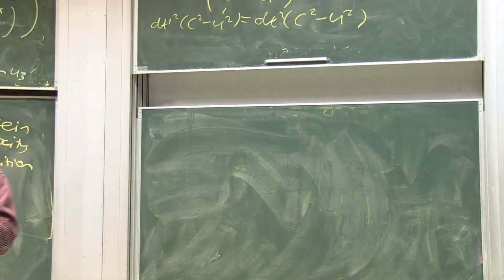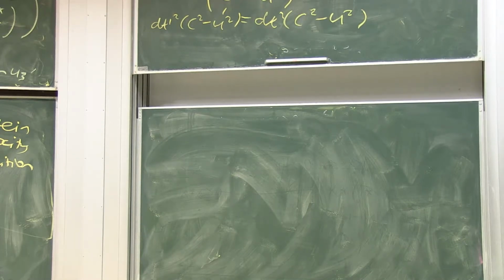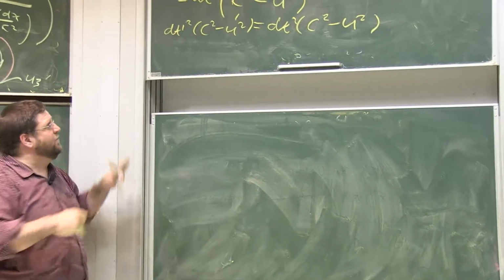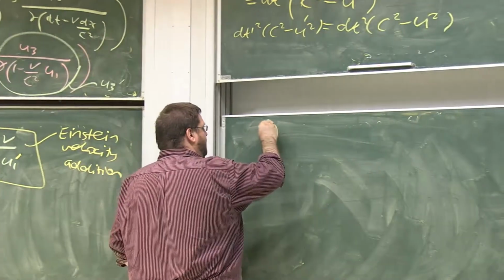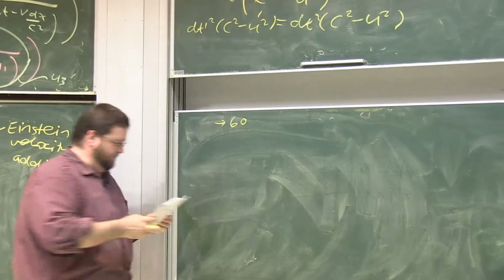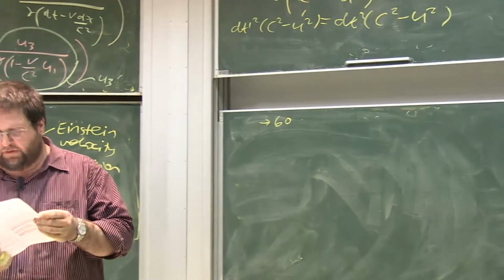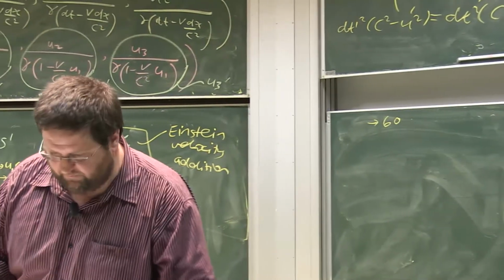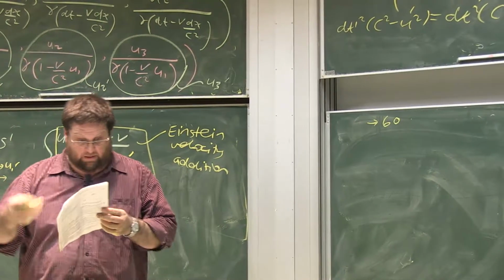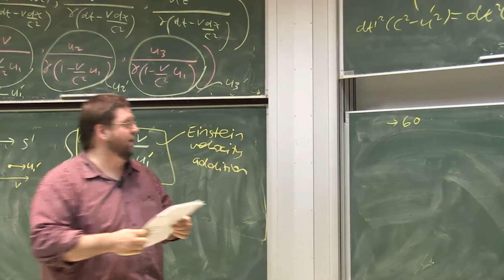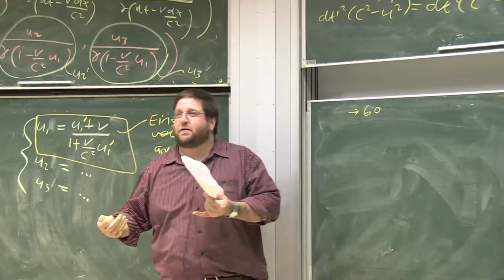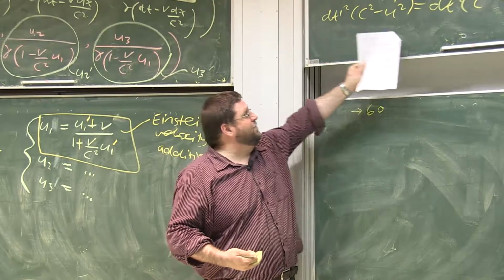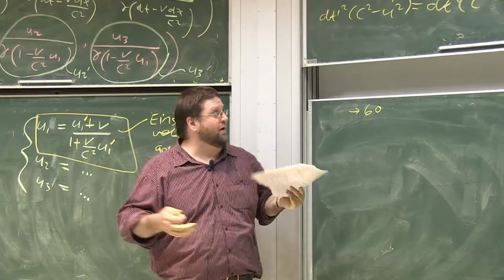Now I stare at that and I don't know how to push it further, because this dt prime squared and dt squared is screwing me up a bit. So what I do is I go back to equation 60, which was one of the differential forms of the Lorentz transformation, the equation that has dt prime equals... Because it's got a dt prime on the left and a dt on the right, and this dt prime squared and dt squared is annoying me. I want to get rid of it.